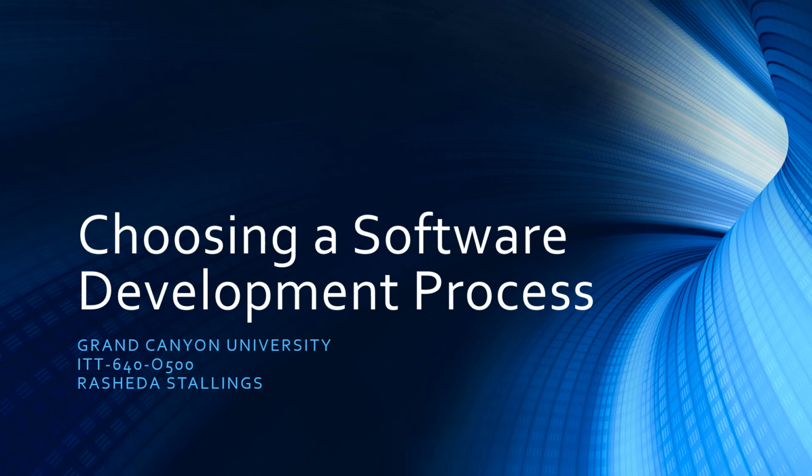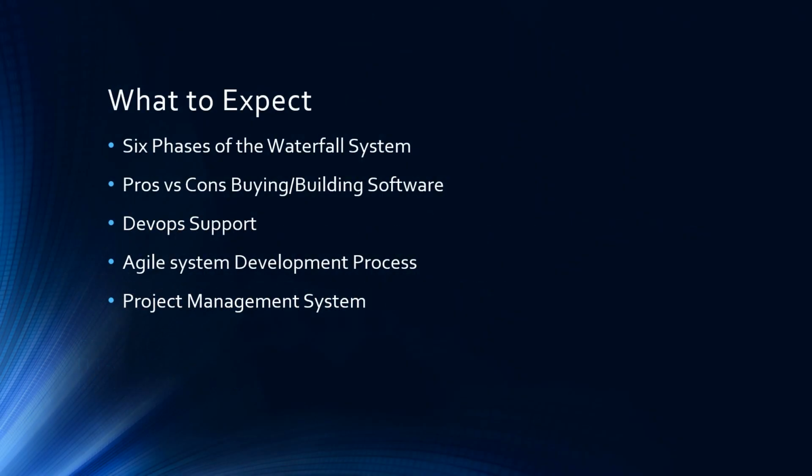Choosing a software development process, what to expect. We will be talking about the 6 phases of the waterfall system, the pros and cons of buying and building software, DevOps support, agile system development processes, and the project management system of my choice.